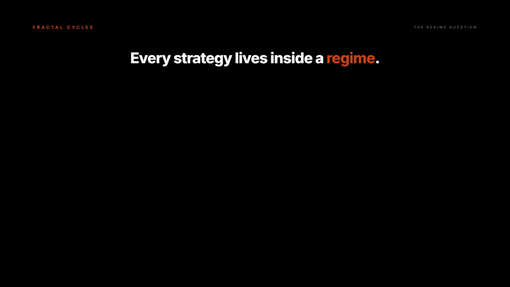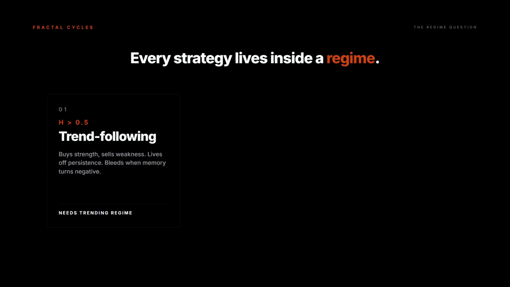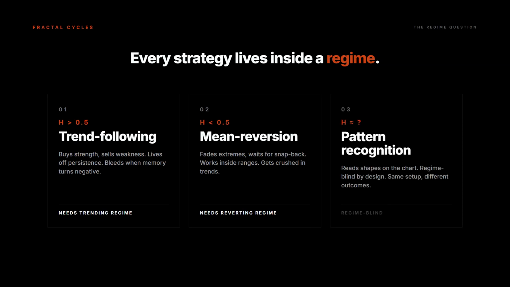This is the part most traders never reach. Every strategy you run lives inside a regime. Trend following thrives when memory is positive and bleeds out when it isn't. Mean reversion is the opposite. Pattern recognition is regime blind by design. The Hurst exponent tells you which game you're actually playing before you place the trade.